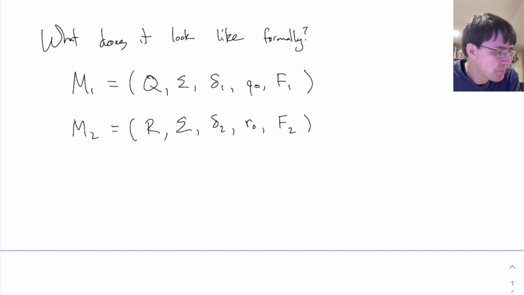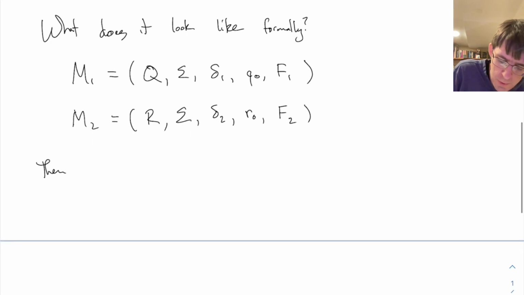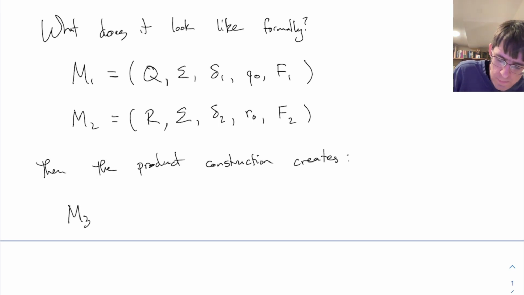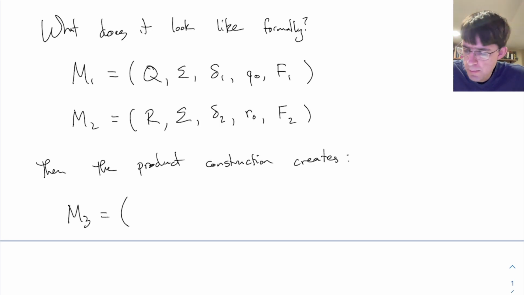All right. Can we write down, in terms of the set theory, what is the new machine which is created by taking the product, this thing that we just did, the product construction? So I'm going to say then the product construction creates a new machine. Can we write down, in terms of the set theory, what this new machine actually looks like?